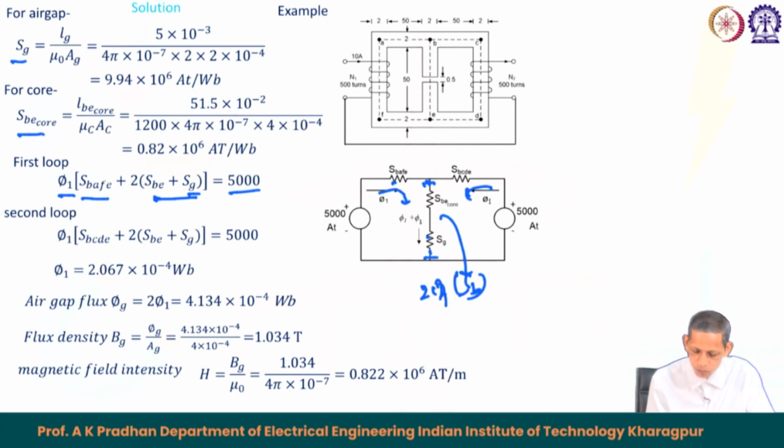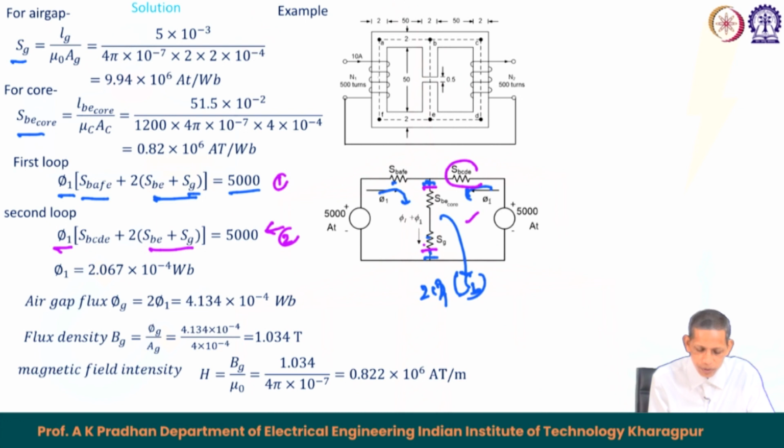Similarly, for the second loop, if you go by this second loop, this loop, then there also the phi 1 for this part into the corresponding reluctance, and here 2 phi 1 goes. So, therefore, 2 into 2 phi 1 into the corresponding reluctance of this middle limb, and that becomes equals to S b plus S g. So, this gives you 5000. So, we got the equation 1 and equation 2.